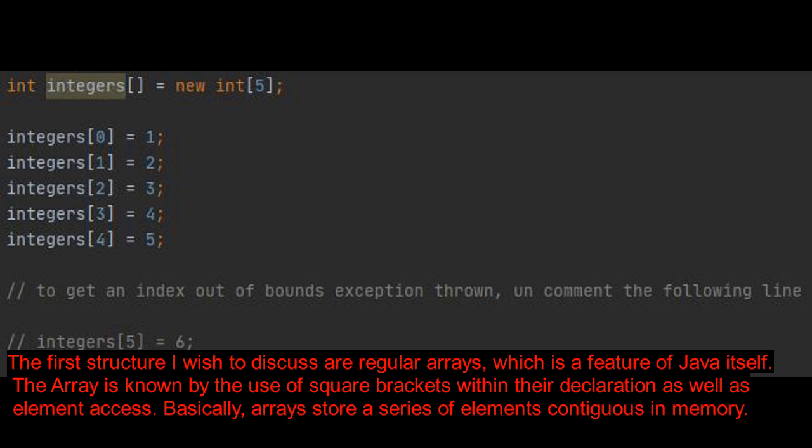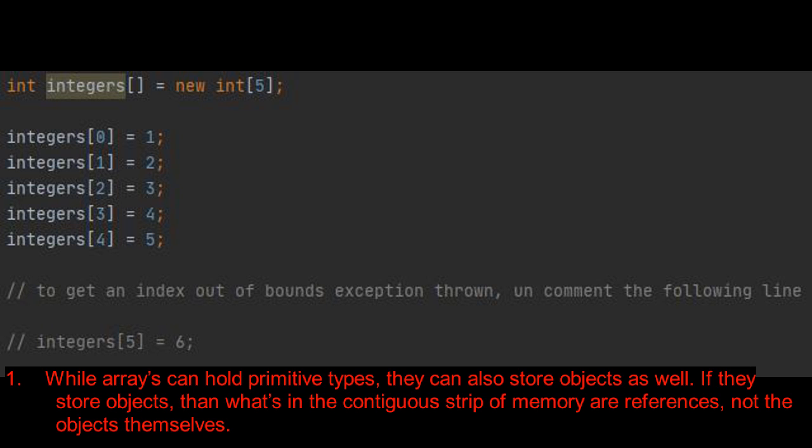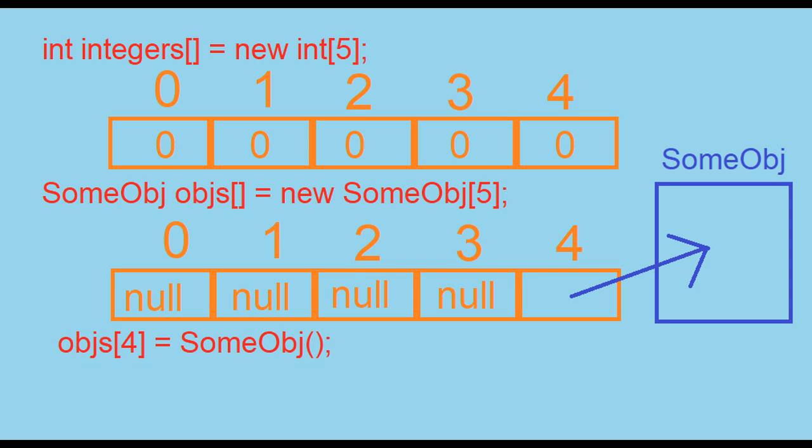The array is known by the use of the square brackets within their declaration, as well as element access. Basically, arrays store a series of elements contiguous in memory. Bear in mind three things. 1. While arrays can hold primitive types, they can also store objects as well. If they store objects, then what's stored in the contiguous strip of memory are references, not the objects themselves.